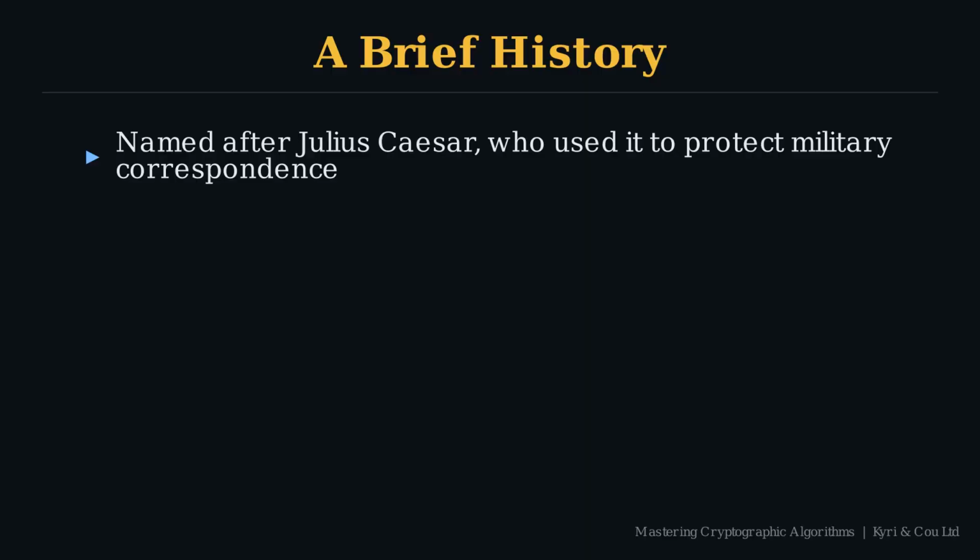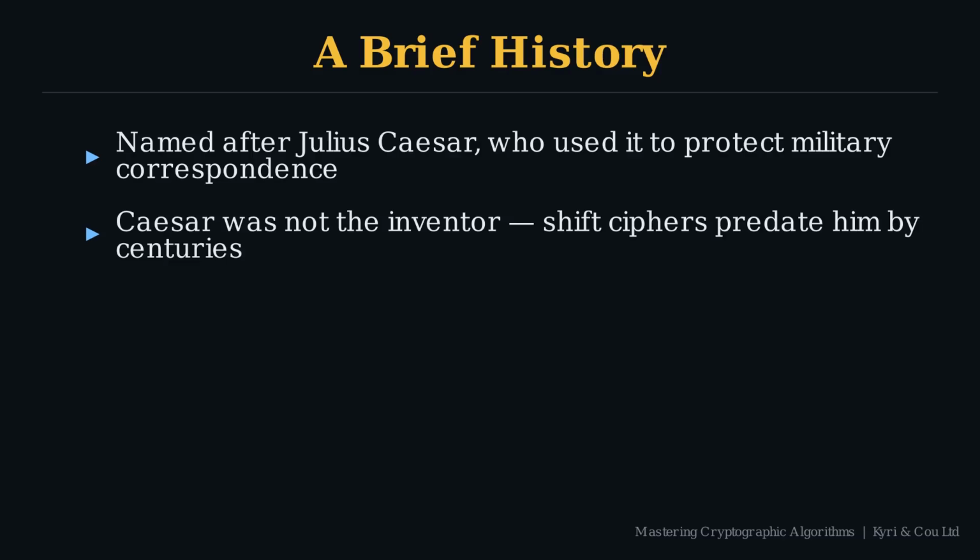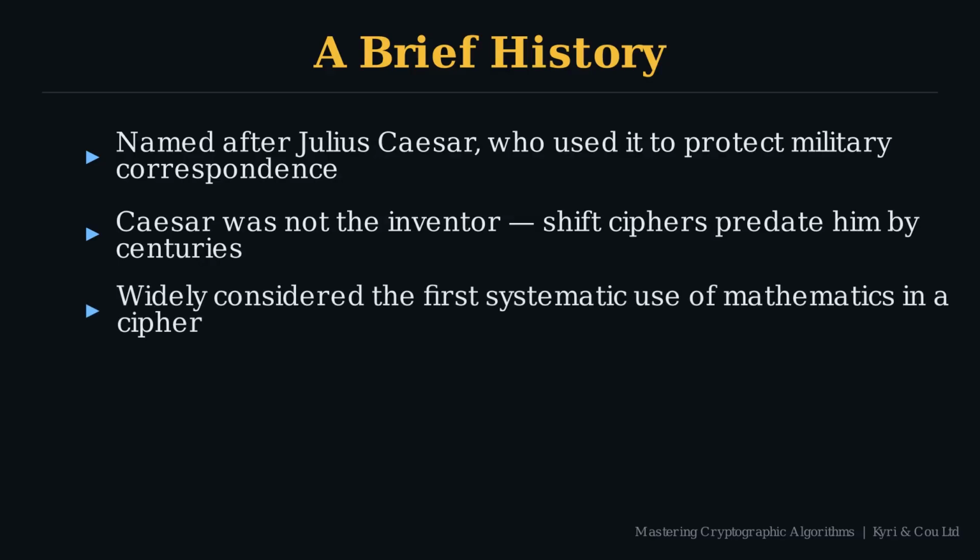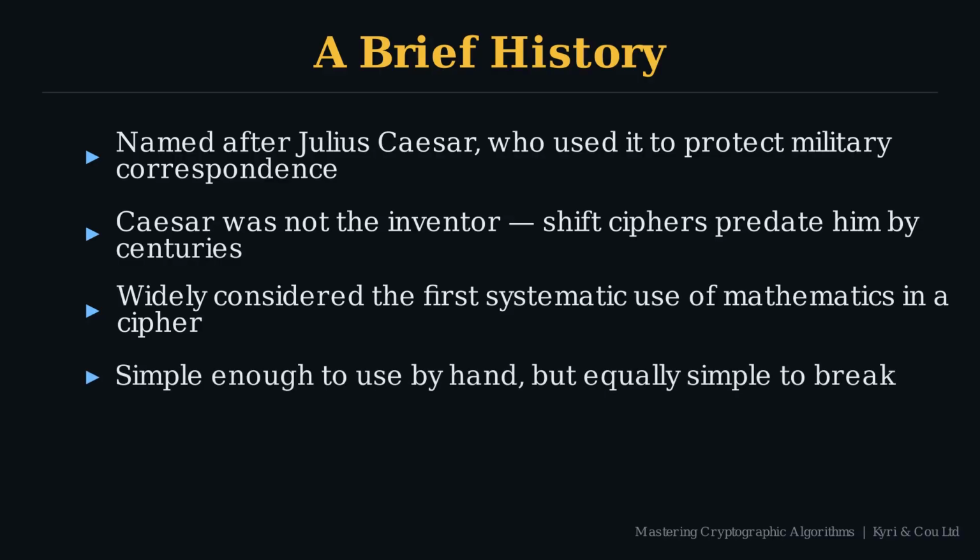The Caesar cipher is named after Julius Caesar, who famously used it to protect sensitive military messages during his campaigns. However, Caesar was almost certainly not the inventor. Shift ciphers predate him, but his documented use brought them into the historical record. What makes his cipher notable is that it is widely considered the first systematic application of mathematics to the problem of concealing a message. Its simplicity made it practical to use by hand, but as we will see, that same simplicity also makes it trivial to break.